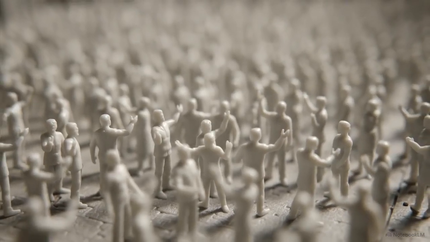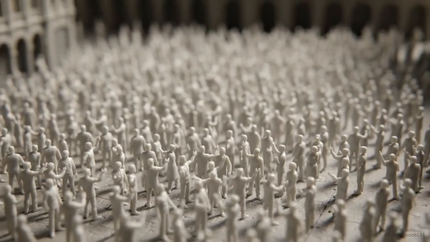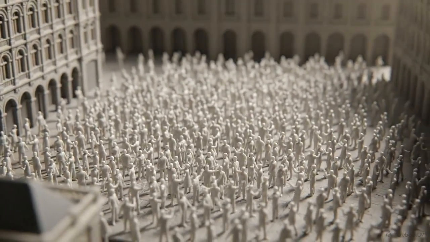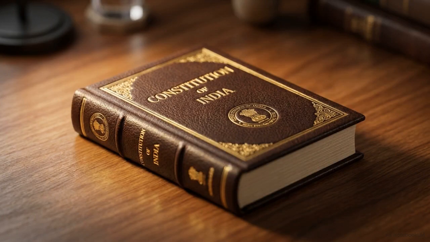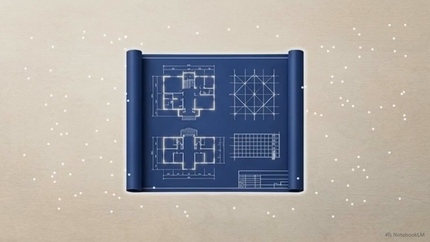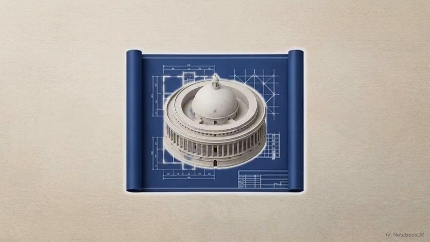Imagine trying to get 1.4 billion people to agree on a single rule. Without a clear system, that conversation would immediately descend into absolute chaos. To solve this, the architects of modern India wrote Part 5 of the Constitution. This section provides a blueprint for capturing all those different voices and turning them into a functioning government. We call this system the Parliament.